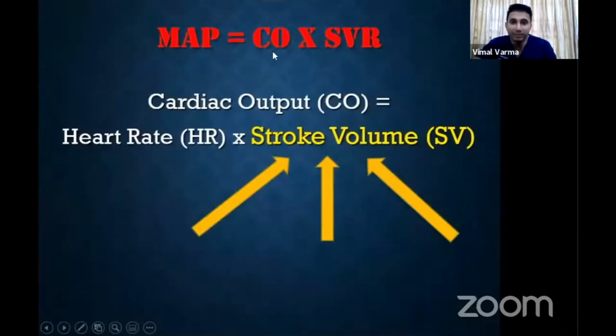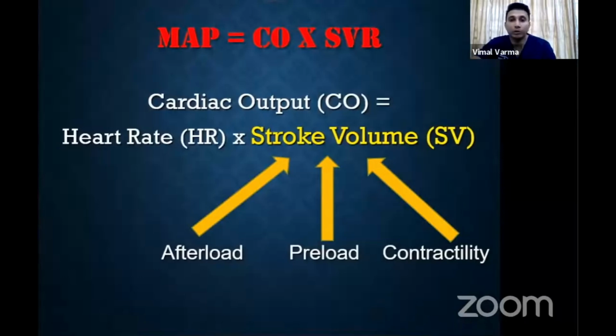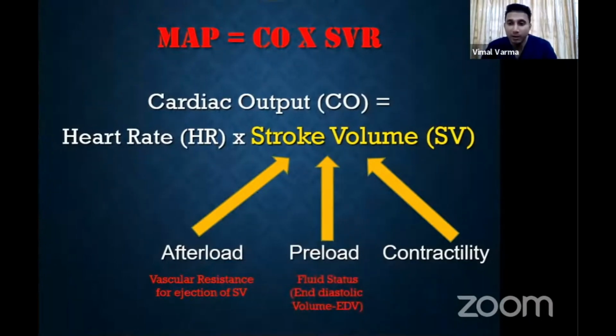Expanding this equation further, the cardiac output, as we mentioned, is heart rate and stroke volume. Heart rate is the beating of the heart per minute, but stroke volume is affected by various factors as well, such as afterload, preload, and contractility. Afterload is the vascular resistance to the ejection of the stroke volume, simply the force that the left ventricle has to overcome before a certain volume of blood is ejected. Preload is the fluid status of the patient, the intravascular fluid status, which is also measured by end diastolic volume, the volume at the end of ventricular relaxation.